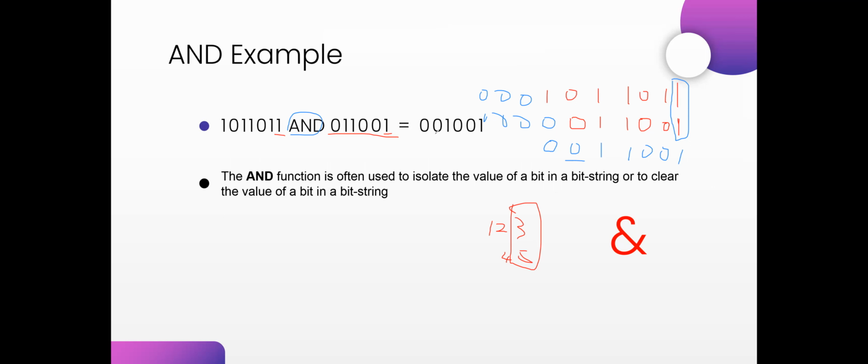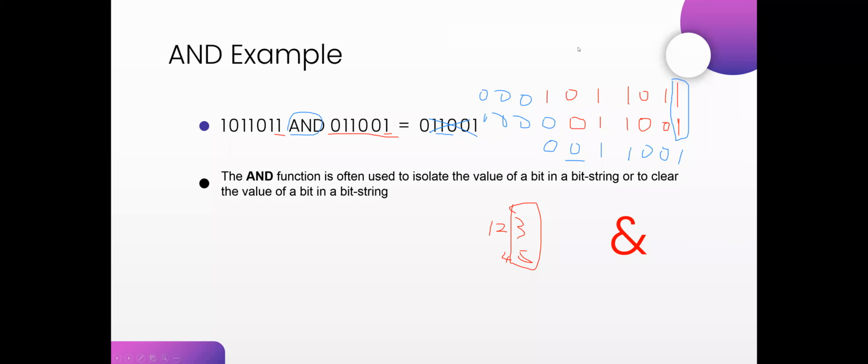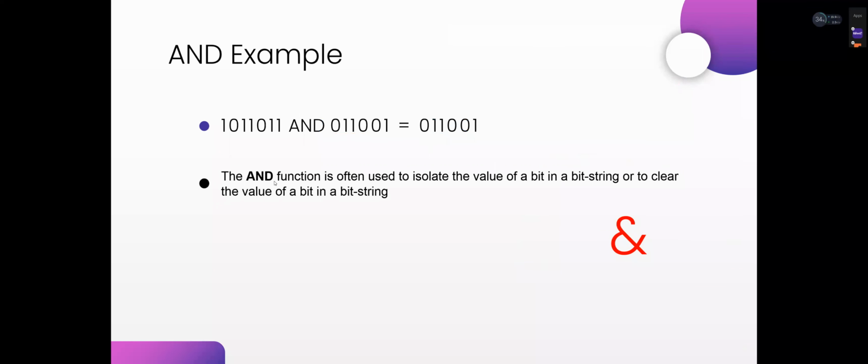Oh, am I right here? I'm missing one number here. This is not correct, I'm going to fix it. The number should be 0, 1, 1, 0, 0, 1. I got it wrong, let me fix it. 0, 1, 1. Okay, so that's the result. First you just align to the right, and then you do the bit operation on every single digit. So this is the AND operation.